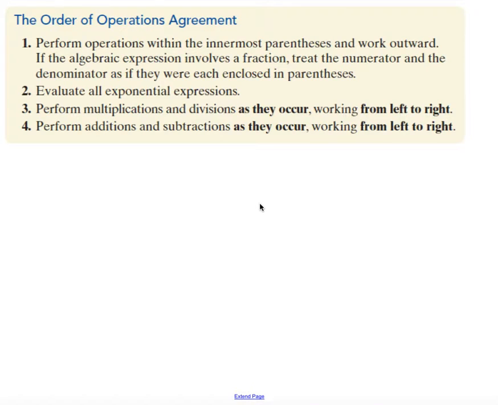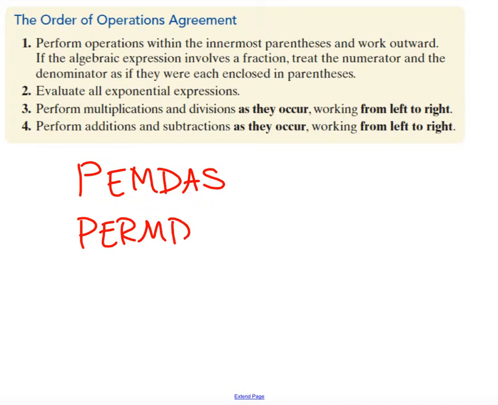This lesson focuses on some of the basics of Algebra 1, Algebra 2. This is the review of the order of operations. The way we remember this a lot of times is PEMDAS. Parentheses, exponents, radicals, multiplication, division happen together, left to right. Addition, subtraction, left to right.